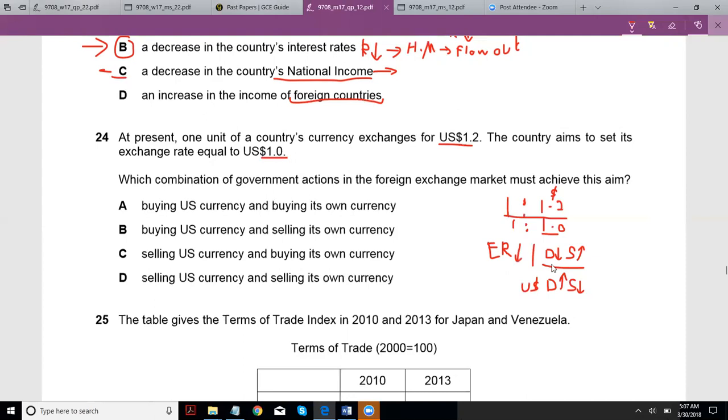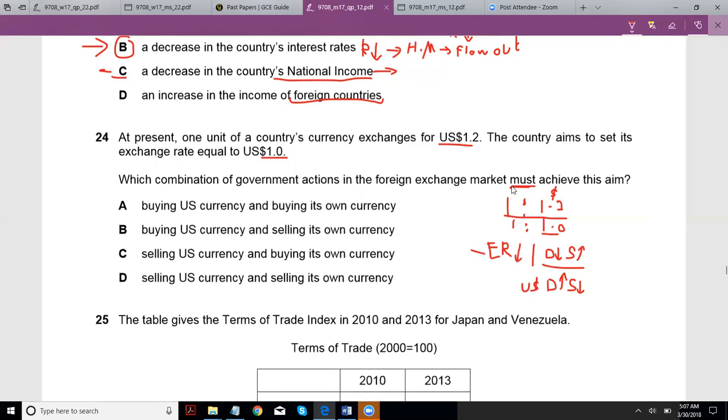So the idea here is that your depreciation is relative to what's happening to the other currency. So if the exchange rate is decreasing, either your currency is depreciating or their currency is appreciating. It has the same effect. Anyhow, the exchange rate needs to decrease. What combination of government actions in the foreign exchange market must achieve this aim?